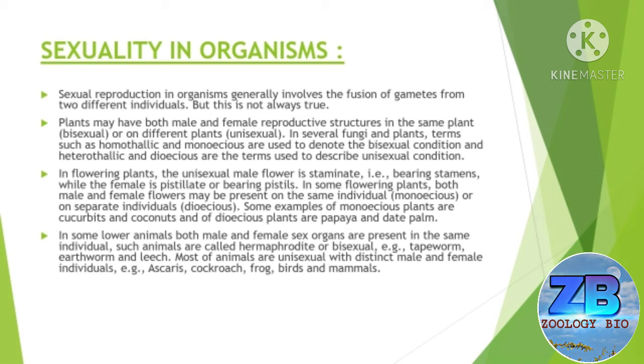In some lower animals, both male and female sex organs are present in the same individual. Such animals are called hermaphrodite or bisexual, for example tapeworm, earthworm, and leech. Most animals are unisexual, with distinct male and female individuals, for example Ascaris, cockroach, frog, birds, and mammals.